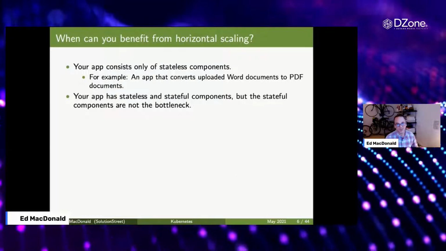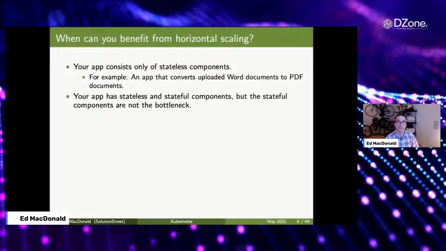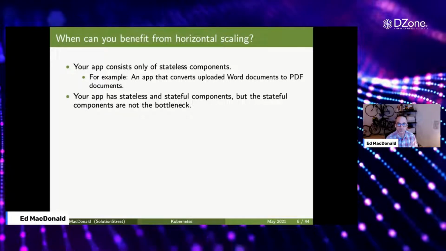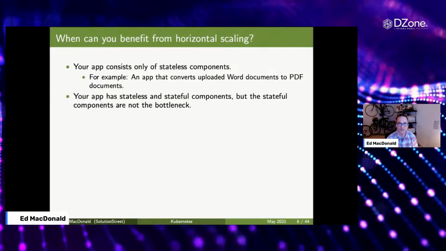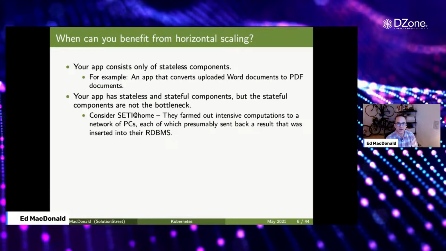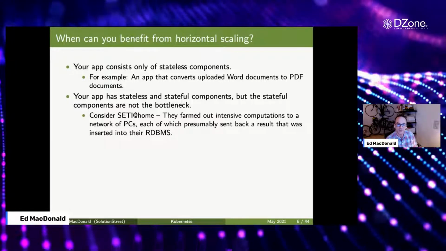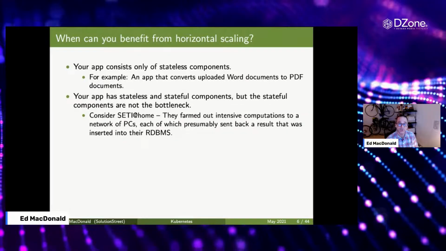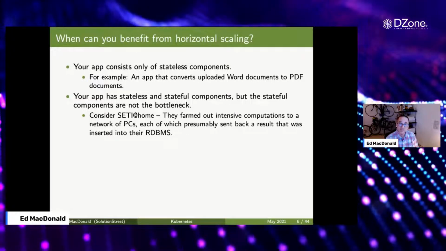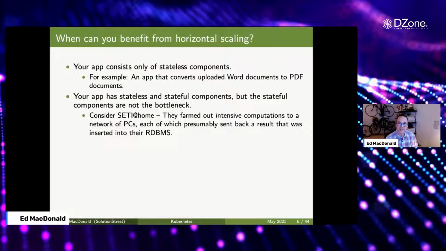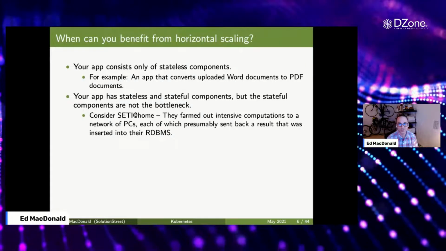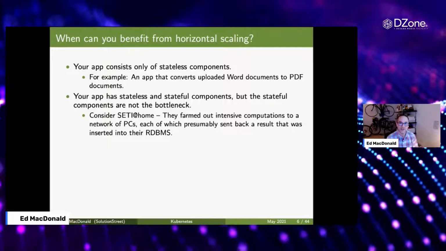Another example, we're going to work our way down from least complicated to most complicated. Your app has stateful components, but the stateful components are not the bottleneck. The example I always think of here is SETI at home. This was the search for extraterrestrial intelligence. They process radio waves from different portions of the sky, and they collect them, and processing the radio waves, I'm not sure what processing they do, but it's an expensive computation.